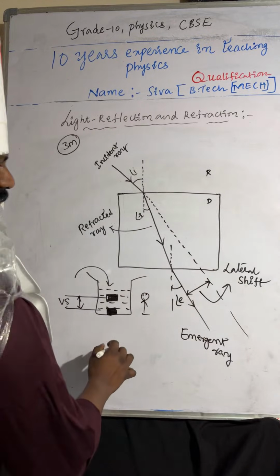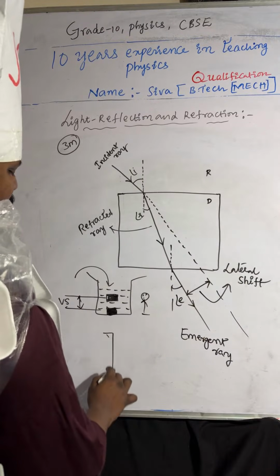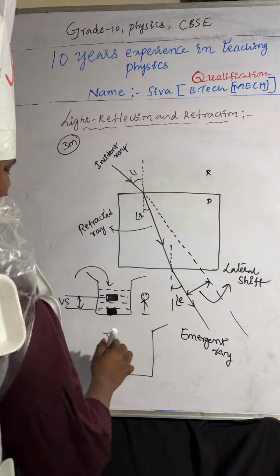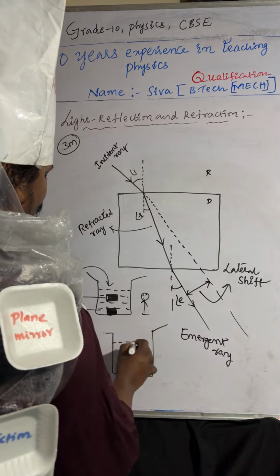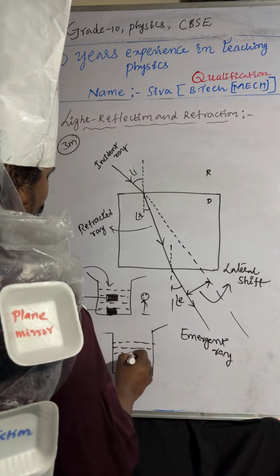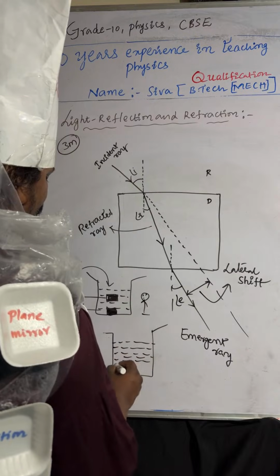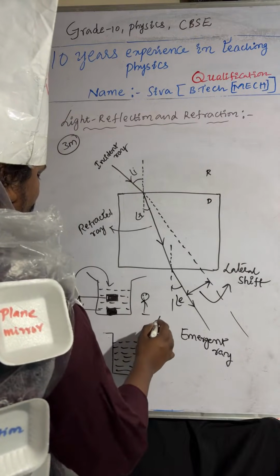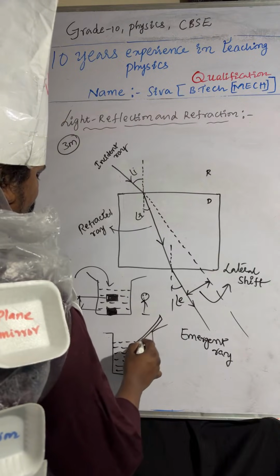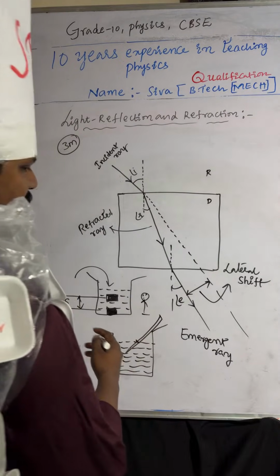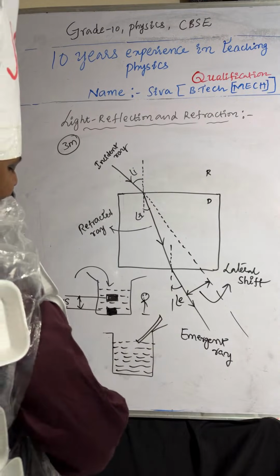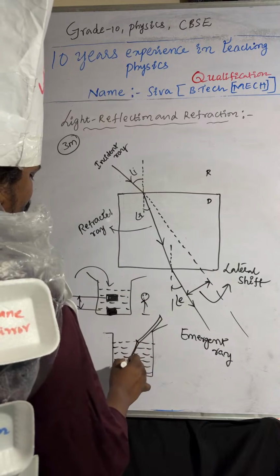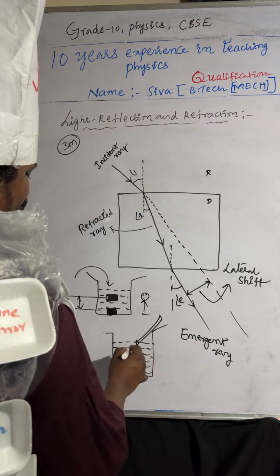So even if you place a pencil in the beaker, water is here, and I am placing the pencil over here. So this is the pencil like this. Actually at this position, it appears to be bent. It appears like this, appears bent, but the actual position is here only.